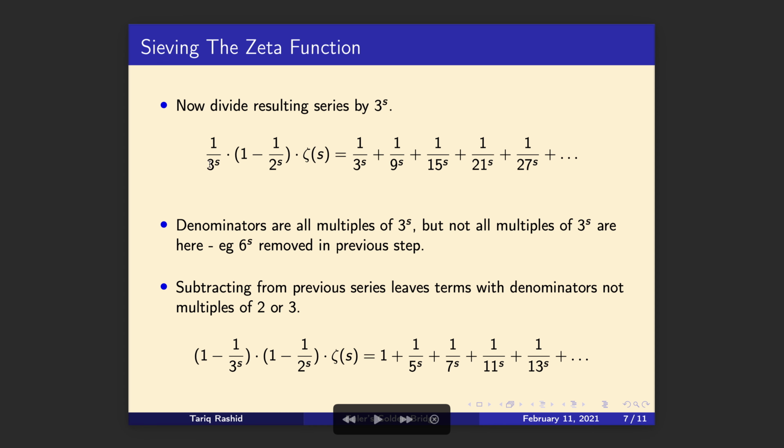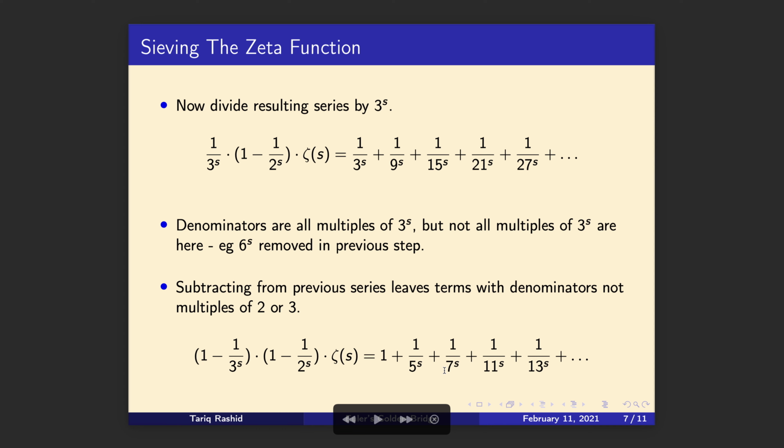Right, so if we now take these from the previous series, we end up with this thing, and we're left with 1 plus 1 over 5 to the s plus 1 over 7, 1 over 11. And you can do this yourself, pen and paper, and I really do recommend it because the mechanics of doing it give you a feel for what we're actually doing in this sieving process.